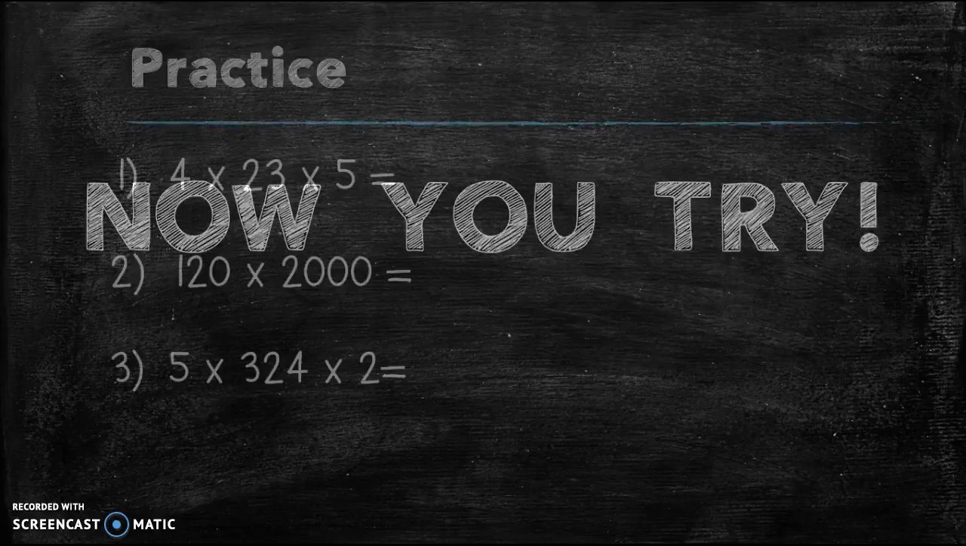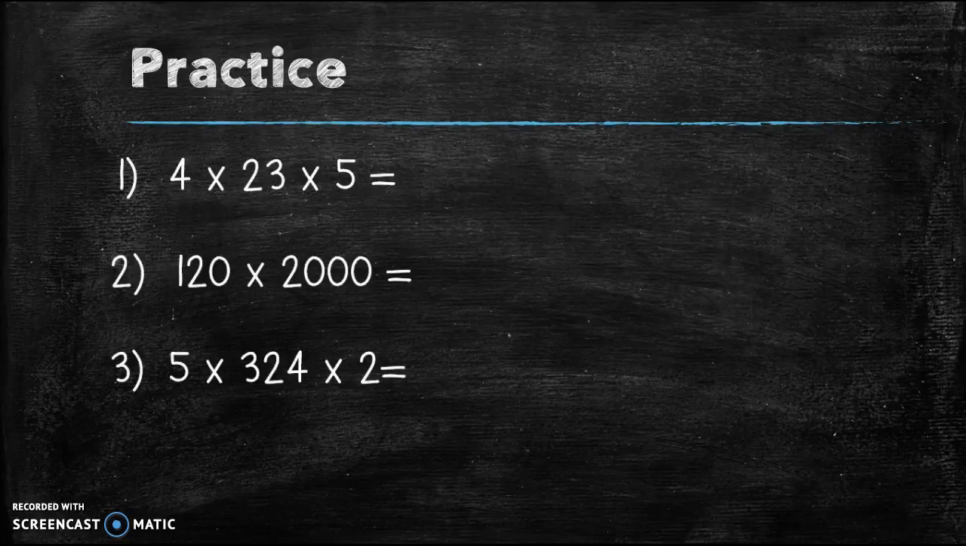Now you try. Here are 3 practice problems. Go ahead and pause the video, write them in your journal, and I want to see all of your work as you go through all of the different steps that you go through. Don't forget to underline those non-zero digits, and don't forget to add those zeros back in at the end if that makes your mental math easier. Okay, so go ahead and pause it and come back when you're ready.